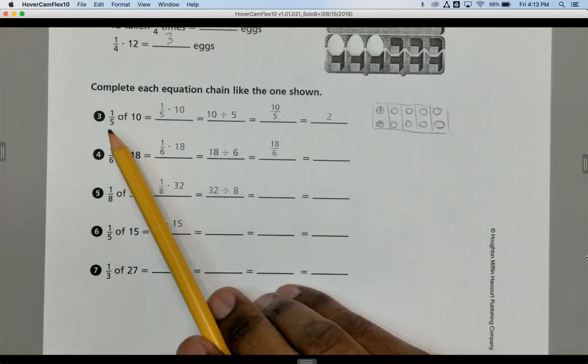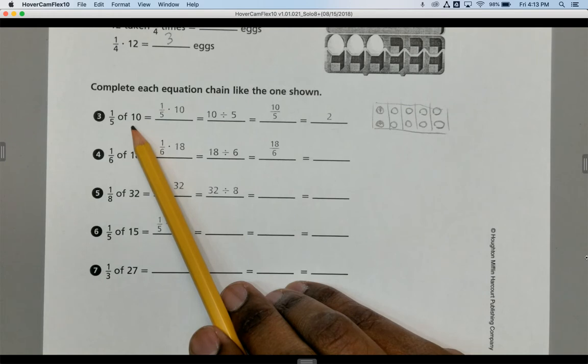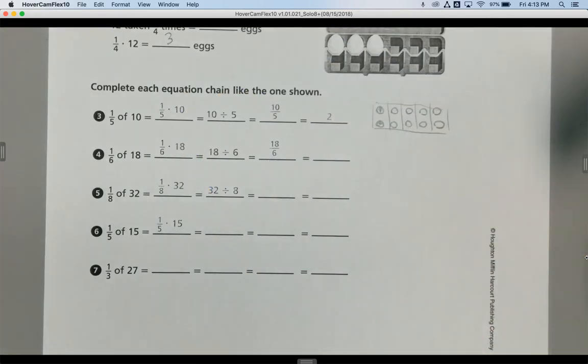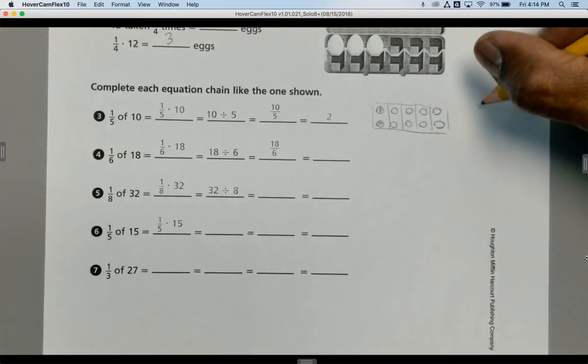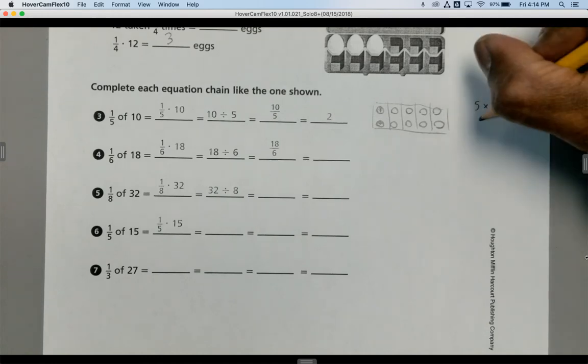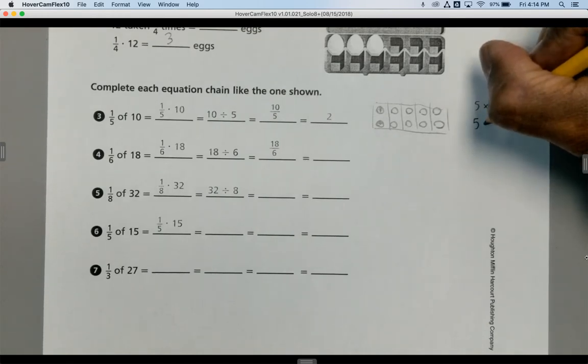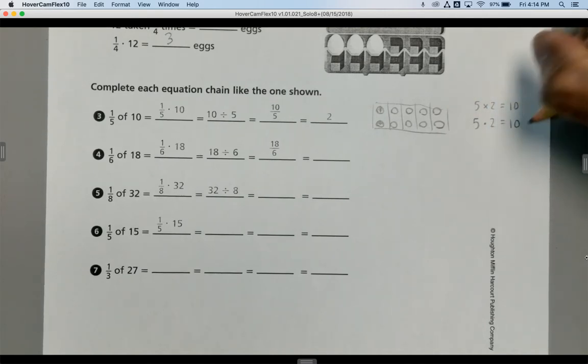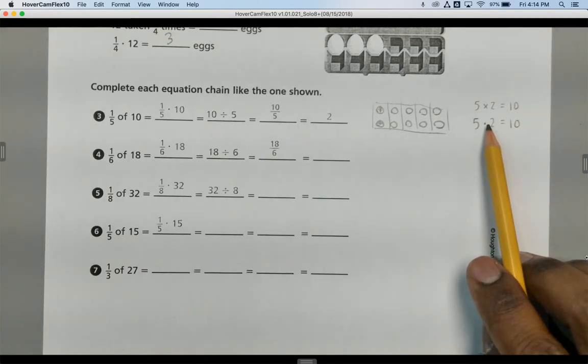1/5 of 10, you could replace the word of with a multiplication symbol. This dot is another way of showing a times symbol. In other words, if I was to write 5 times 2 equals 10, another way of showing the multiplication symbol is to use a dot. 5 times 2 equals 10. But notice the position of the dot is in the center. It's not on the bottom like we were used to seeing at the end of a sentence if we're using a period. This dot is at the center.